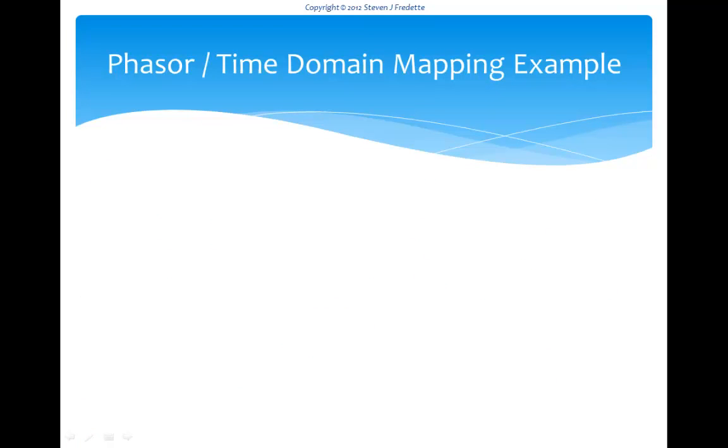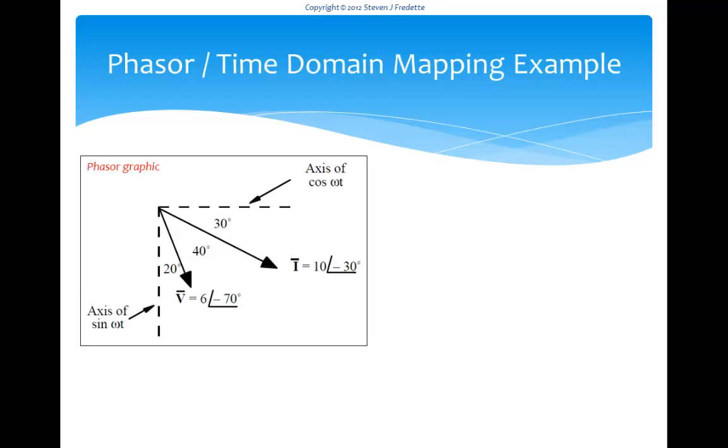Now we're going to show an example of the phasor to time domain mapping. So first we're going to show the phasor graphic. Let's show a voltage and a current waveform. So the voltage would be 6 volts RMS at an angle of minus 70 degrees. So the minus 70 would be referenced to the cosine omega t axis. So you'll see the 30 degrees and then the 40 degrees, adding those to minus 70 degrees as shown here. And the current reference would be 10 amps RMS at a minus 30 degree reference.